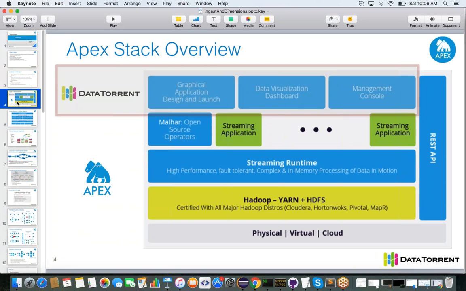Here's an overview of the stack. So Apex is compatible with any physical or virtual clouds, and also with on-prem and off-prem deployments. So you can run it on a physical machine, on a virtual machine that can be in AWS, Azure, Google Data Cloud, or on-premise with any of the major distros supported.